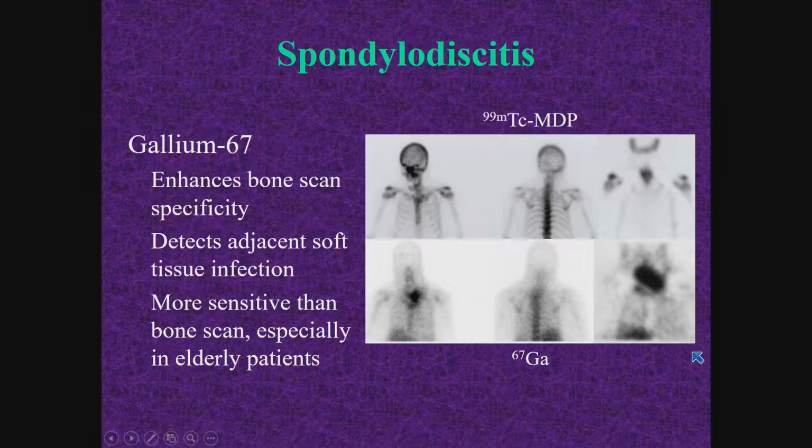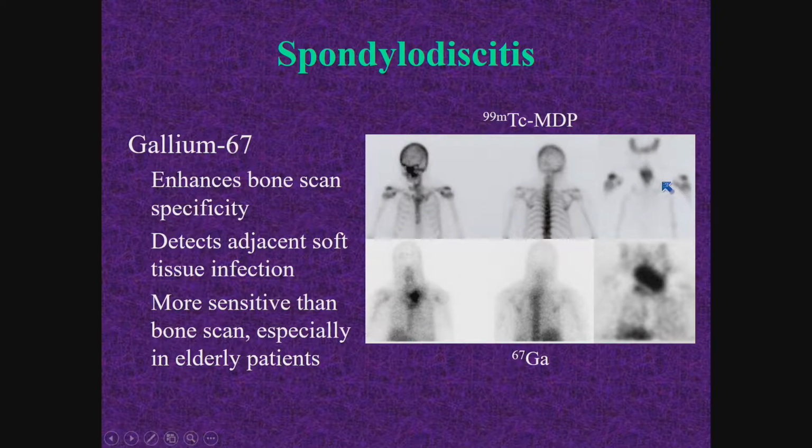In terms of spondylodiscitis, if you're going to perform the bone scan, and I know that lots of people still do, the gallium scan will enhance the specificity of the bone scan. It will detect adjacent soft tissue infection, which you almost never see on the bone scan. And it's been reported to be, as this case illustrates, in elderly patients more sensitive than the bone scan.